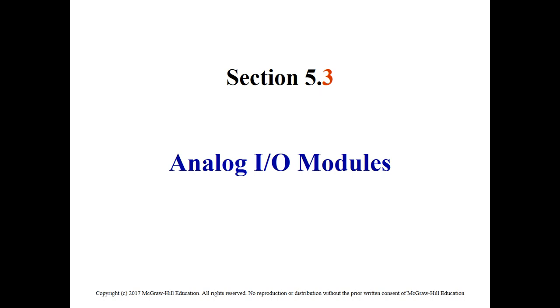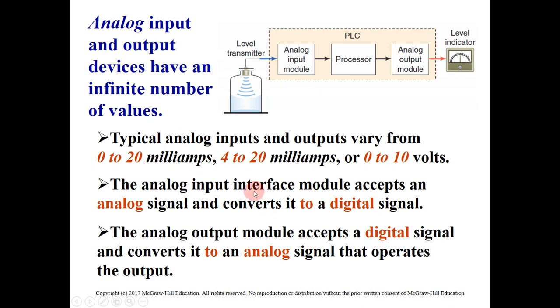The analog input-output modules are modules connected to analog devices at the input or the output of our control system. So you can see here, this is the main difference. In the case of the discrete input-output modules, we said the devices connected to them are discrete devices, so they have only two states, either on or off, 0 or 1.